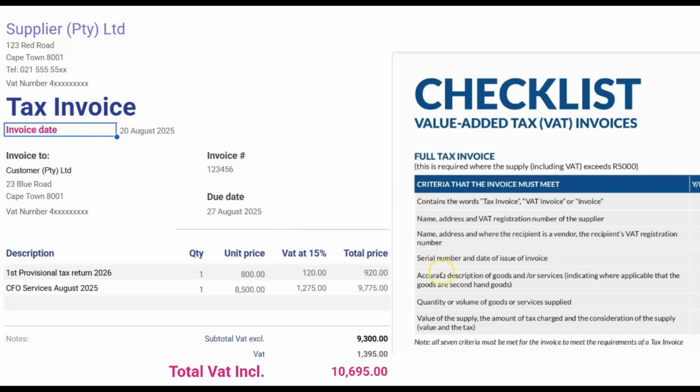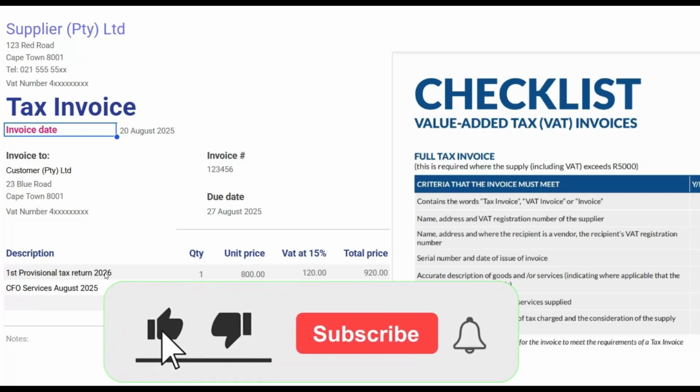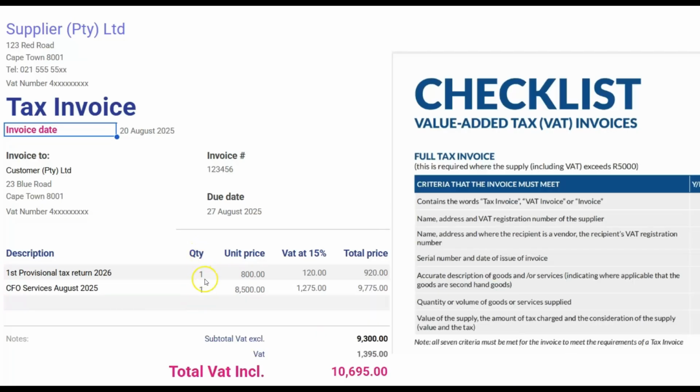Then it must have an accurate description of goods and or services, and if it's second-hand goods, it must indicate that. So in this case it says first provisional tax return 2026. That is an accurate description. If it's simply stated services rendered, that would not have been an accurate description. Quantity or volume of goods or services supplied, there is the quantity. Value of supply, the amount of tax charged and the consideration of the supply, which is value and tax.